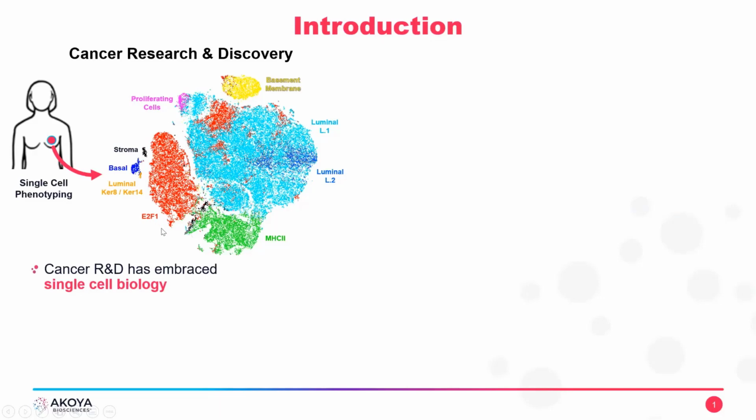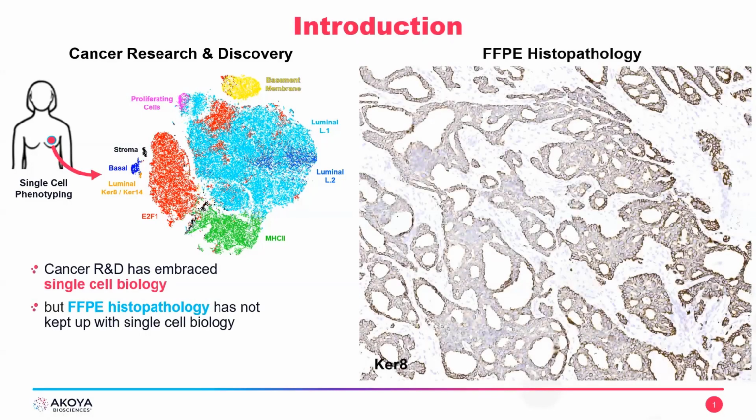Now, as good as it is, this technique does have some drawbacks. It's not always compatible with FFPE tissue, and it generally comes at the loss of spatial resolution. At the other end of the spectrum is FFPE histopathology. Techniques like H&E staining or chromogenic immunohistochemistry are the gold standard for clinical analysis of patient tissues. But they've really not allowed us to do highly multiplexed analysis of these tissues.